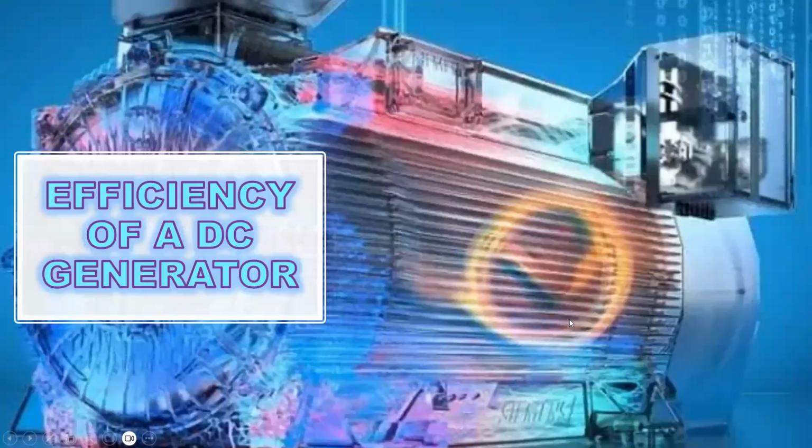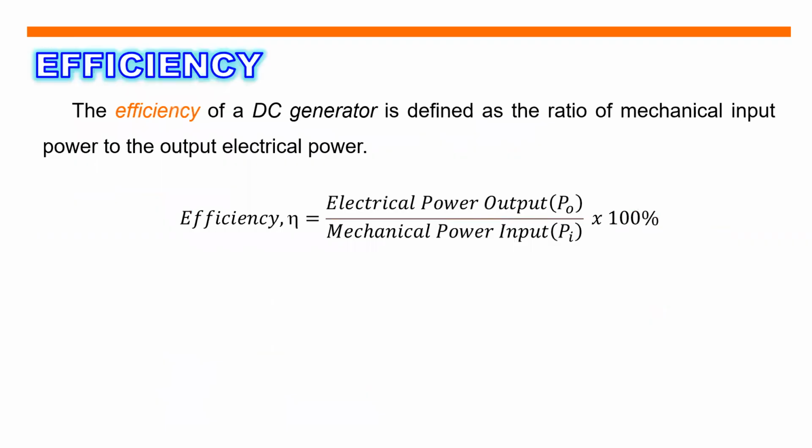Ngayon pag-uusapan natin the efficiency of a DC generator. The efficiency of a DC generator is defined as the ratio of mechanical input power to the output electrical power. So efficiency is equals to electrical power output divided by the mechanical power input multiplied by 100%.